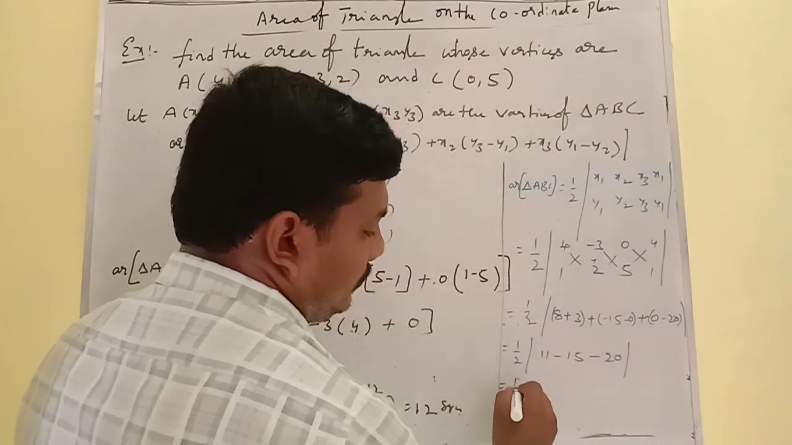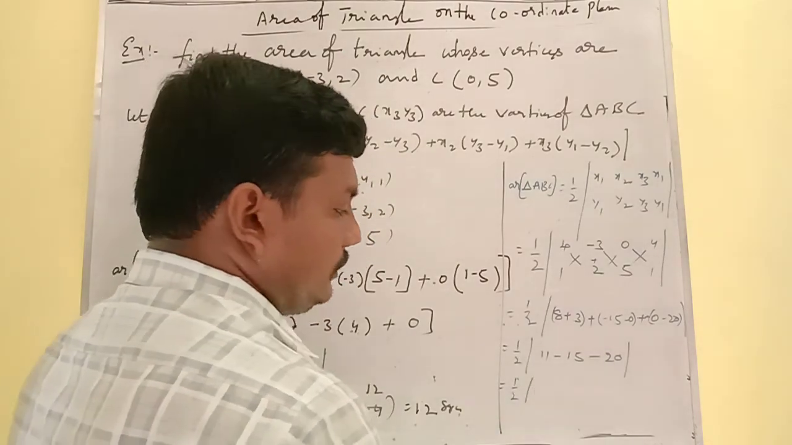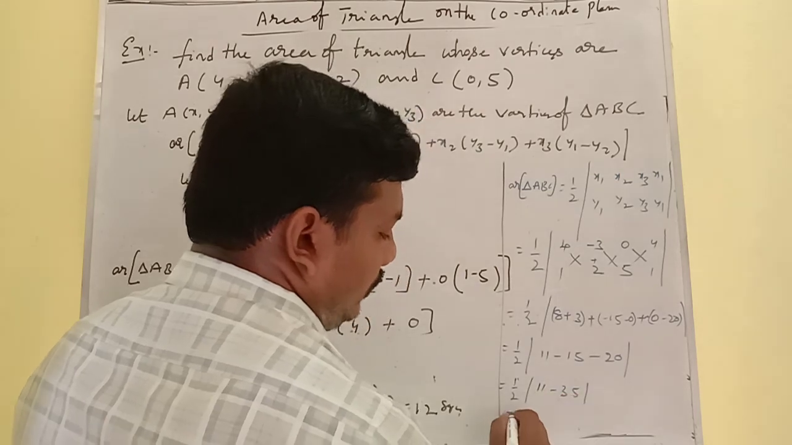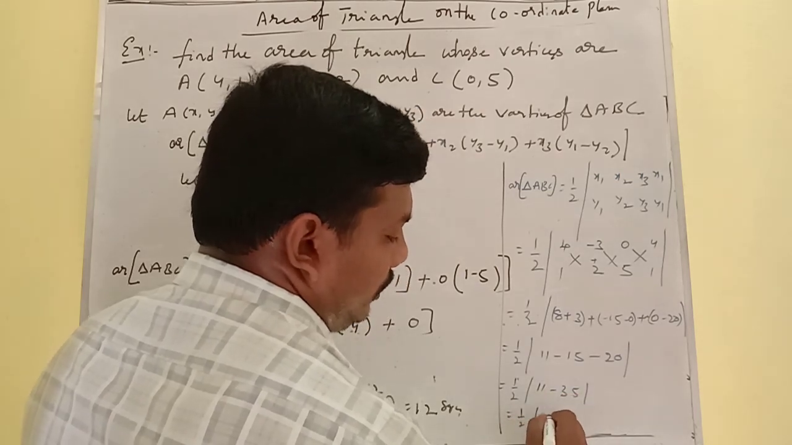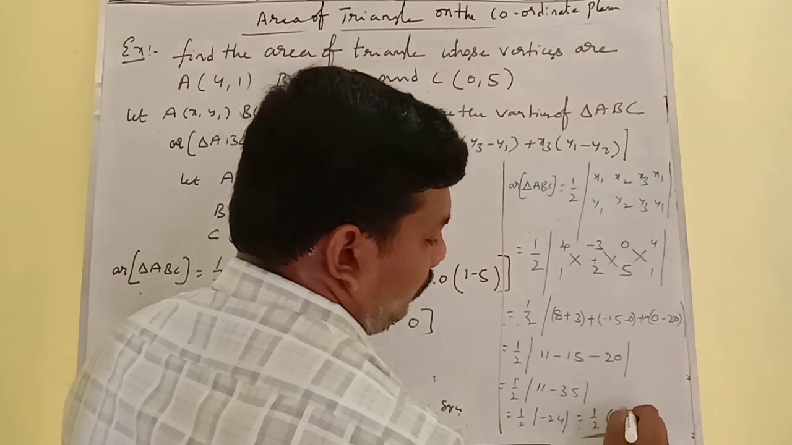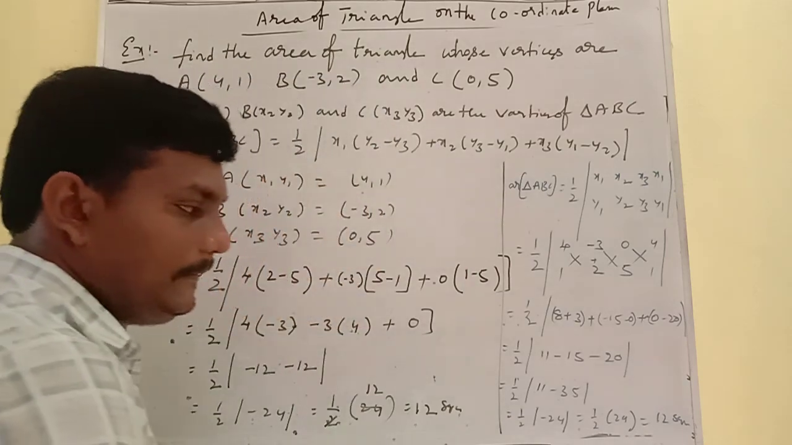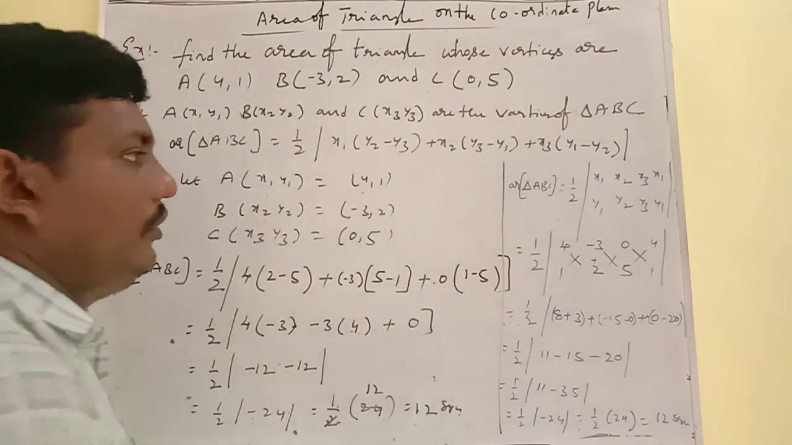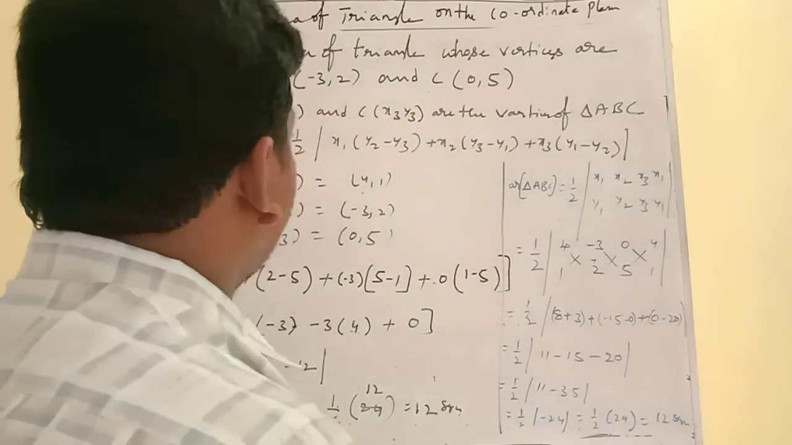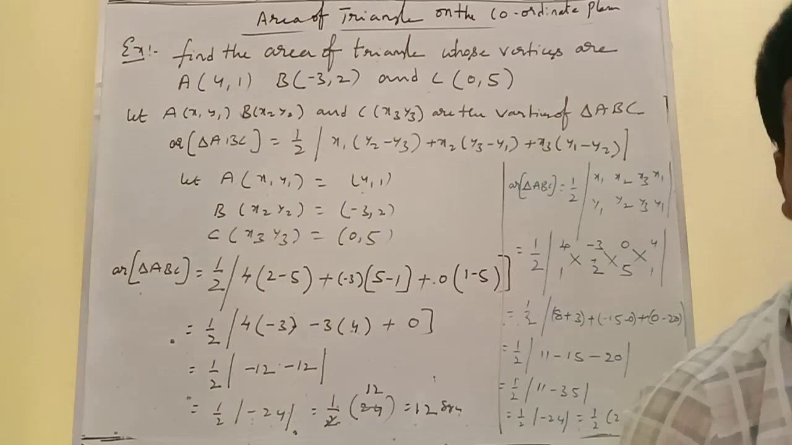So this is half into modulus of 8 plus 3, 11, minus 15, plus minus 20. How much is it? Half into 11 minus 35, which is minus 24. Half into 24 becomes 12 square units. In the same way, we can use any formula to solve the area of a triangle. Now, what are the applications? Let us see.